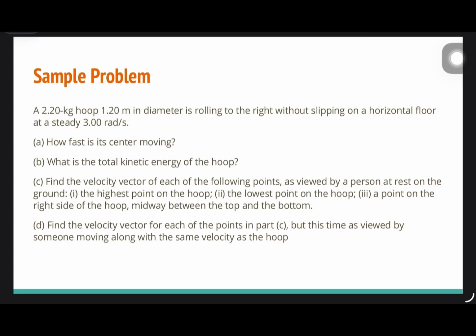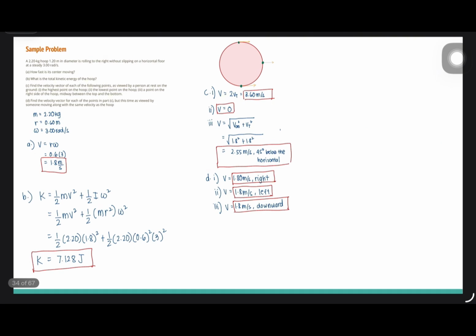I, the highest point on the hoop. For part 2, the lowest point on the hoop. Part 3, a point on the right side of the hoop midway between the top and the bottom. For letter D, find the velocity vector for each of the points in part C, but this time as viewed by someone moving along with the same velocity as the hoop.